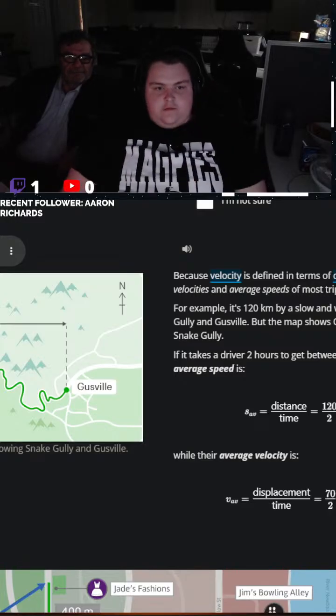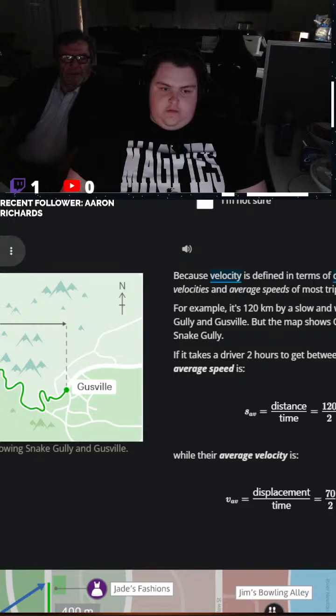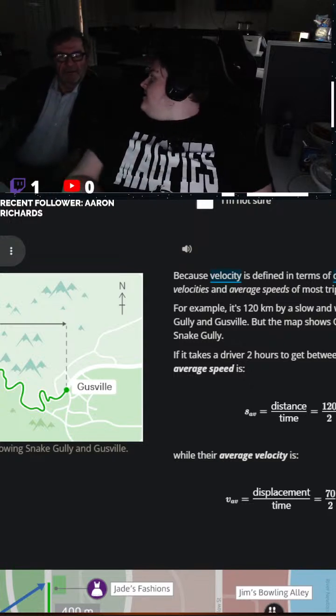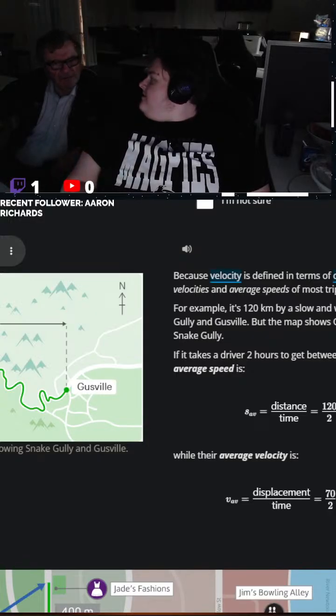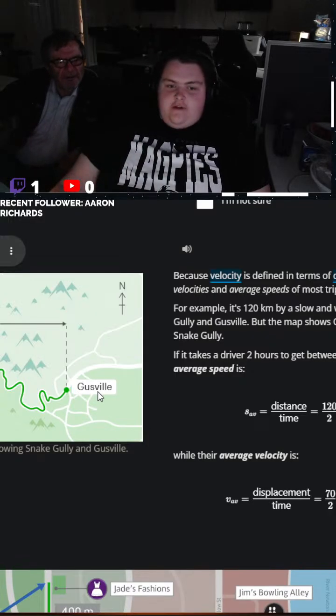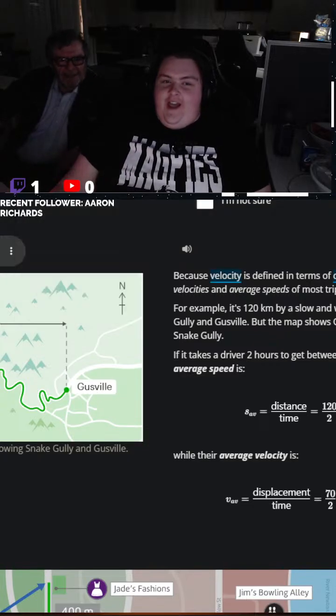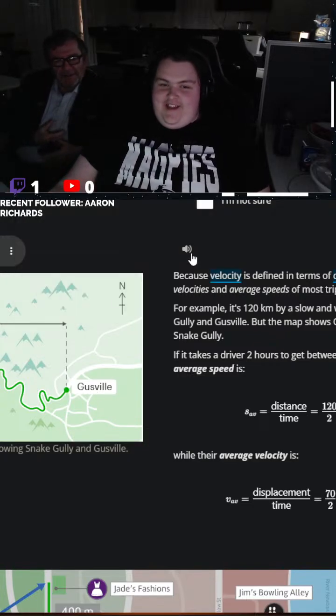70 kilometers. Gusville. Snake Gully. Okay, so a map of a mountain range showing Snake Gully and Gusville. Like my dog Gus. He has his own village. Gusville. Yeah, look, Gusville. Oh, yeah, that's right. Yeah, he's owning a village.